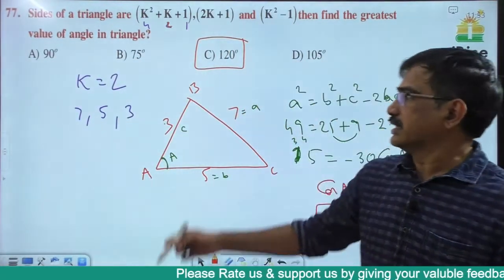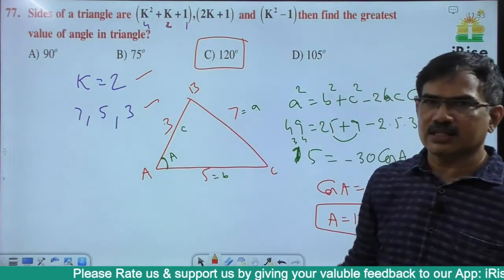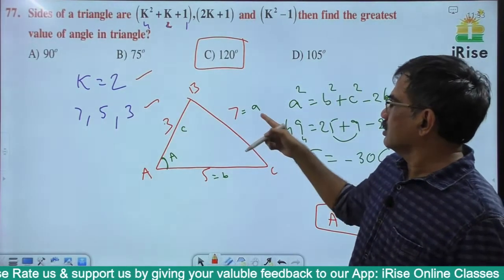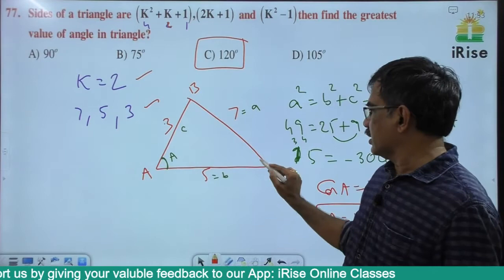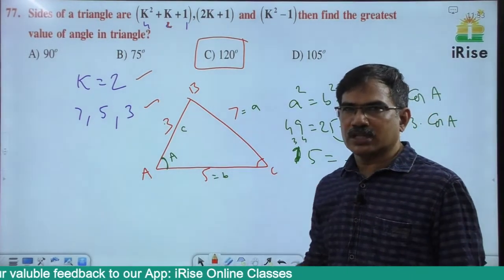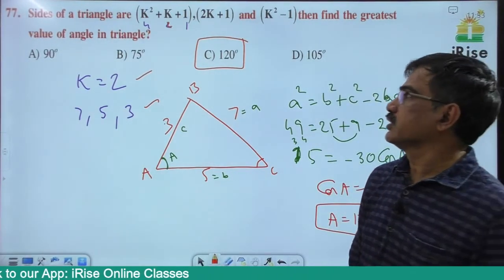So consider this as to find the sides. After finding the sides, we can find the angles. They want the greatest angle, so this is A. If they want the smallest angle, we have to find the small c, because this side is small, its opposite angle is also small in the case of triangles. Okay, next question.